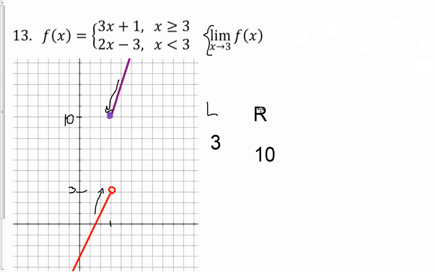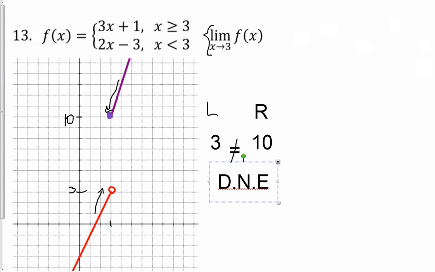Real easy question. Does 3 equal 10? No, right? When we've got a not equal sign, that means the limit does not exist again, right? So those aren't the same. Limit does not exist. Same meaning as last slide, does not exist.